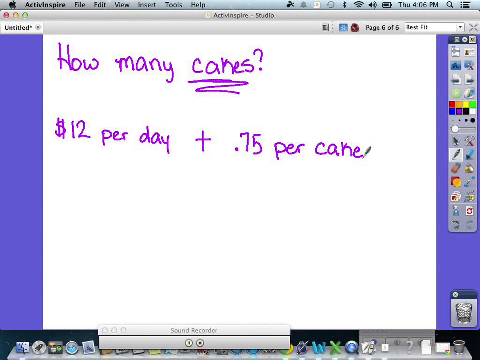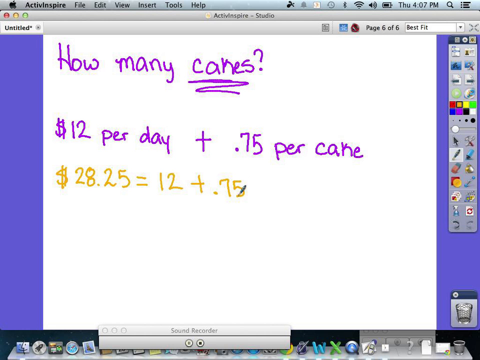Made that day. So it says I made $28.25. Well, how do I come up with what I make every day? It's going to be based on my base daily rate plus the number of cakes I made times 75 cents. So I'm just going to make an equation for that: $12 plus 75 cents per cake.